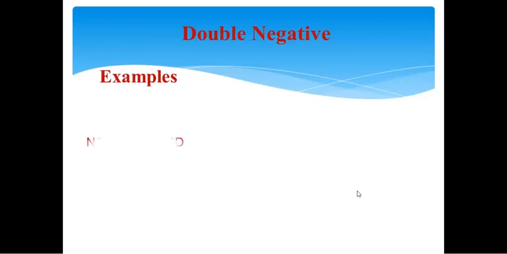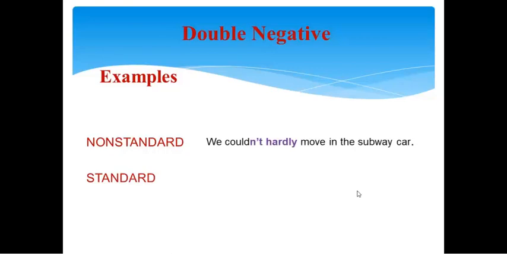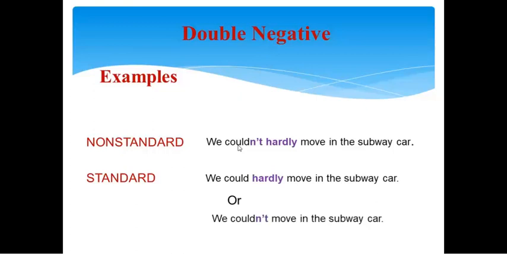Number one, as you see, this is non-standard English. When you say, for example, we couldn't hardly move in the subway car. Here we have double negative. Number one, not. Number two is hardly. You have two ways to correct. Number one, you drop out not, and then you keep hardly as it is. Or you drop out hardly, but you keep not. Don't delete the two negatives. So, we could hardly, or we couldn't, and you drop out hardly, in the subway.